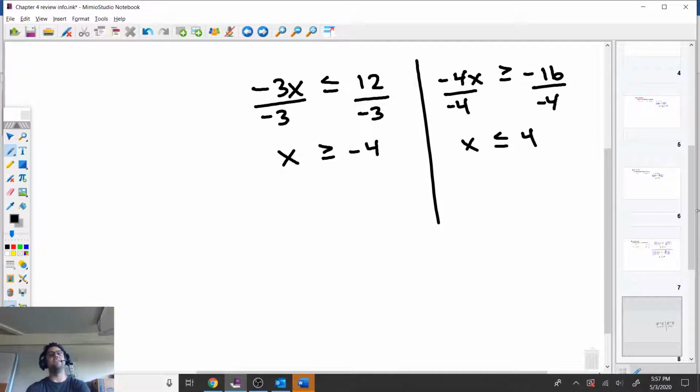All right, so be very, very careful with those negative signs. Don't want to make those mistakes. That's where we can really make mistakes with the next lesson, which is the solving of two-step inequalities.